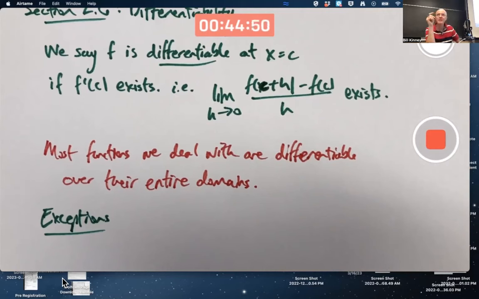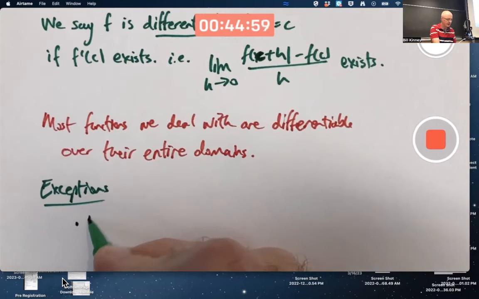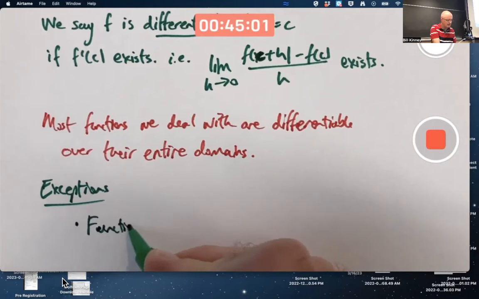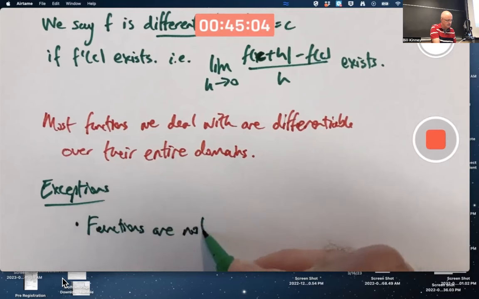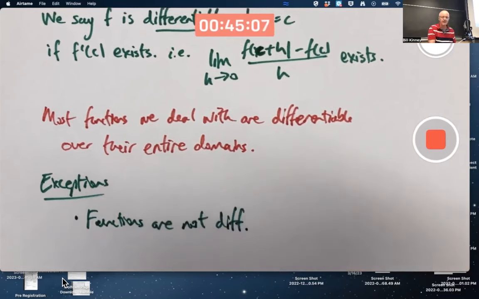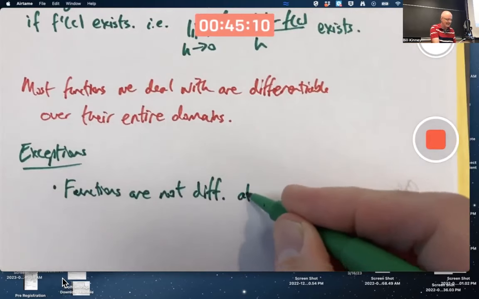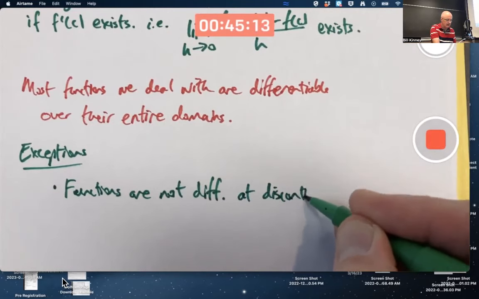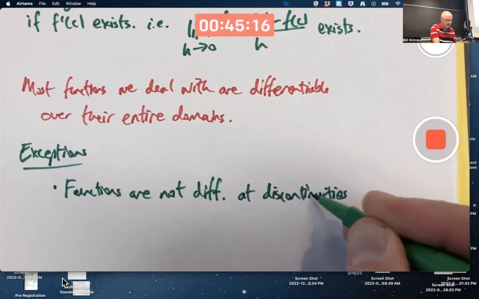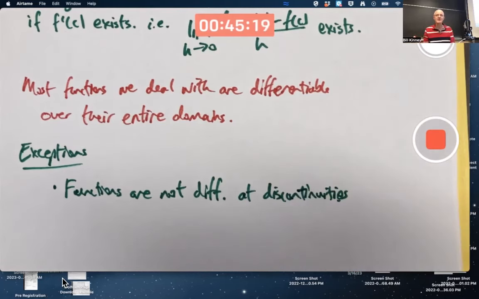Well, anytime a function has a discontinuity, that's one way it can fail to be differentiable. Functions are not differentiable at discontinuities. In fact, there's a theorem that says if a function's differentiable at a point, it's got to be continuous there too. So if it's not continuous, it can't be differentiable, because if it were differentiable, it would have been continuous. And that is the logic.